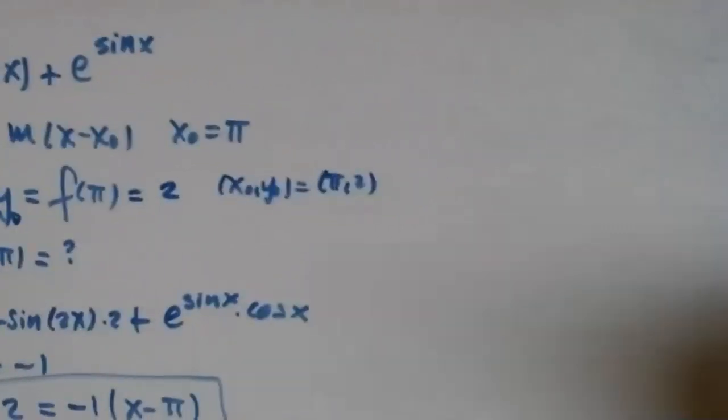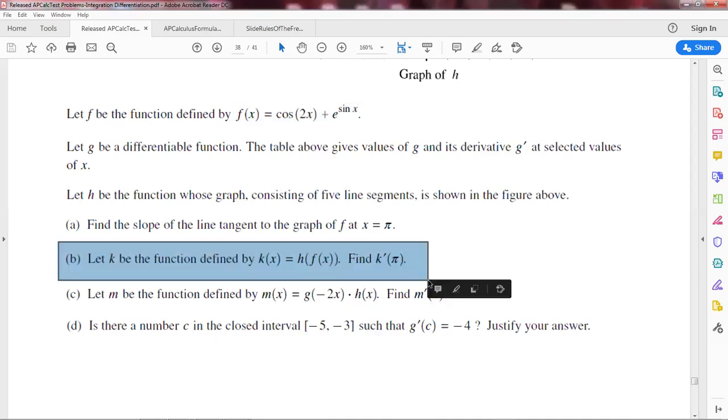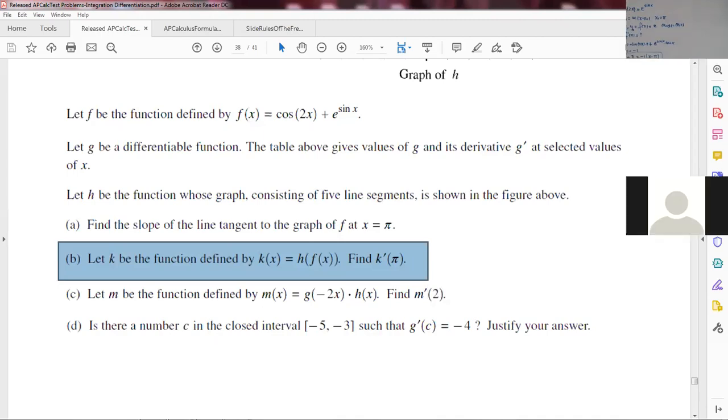Then in the next question, we did part b. Let k be a function defined by the composition of this. And we have to find the value of k. So k was h of f of x, correct? And what we have to find is k prime of pi.